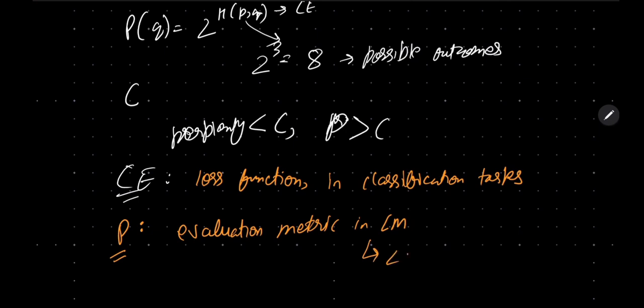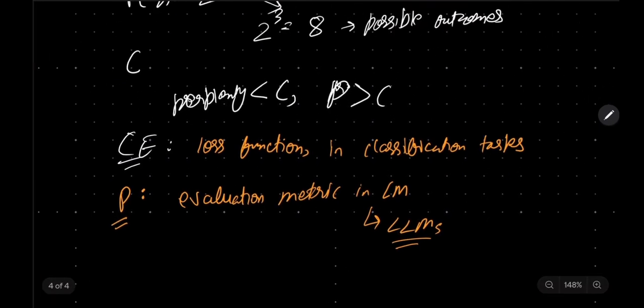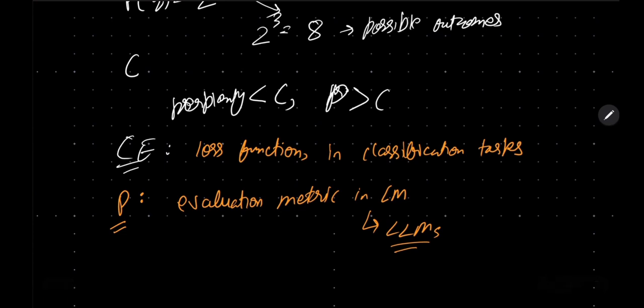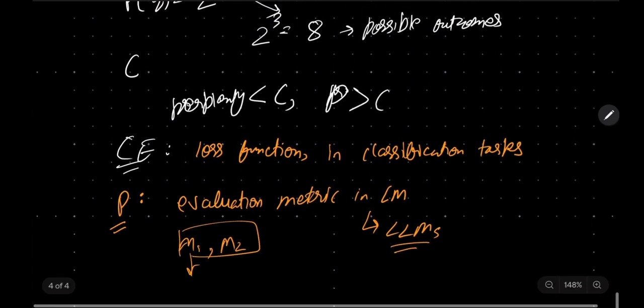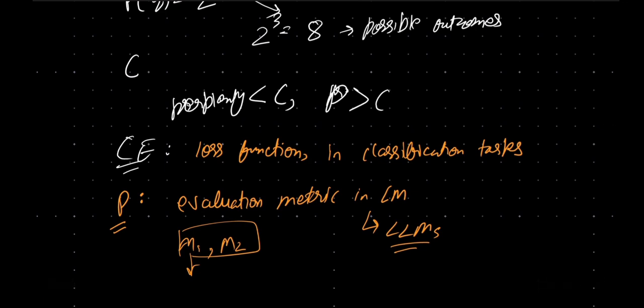So even in LLMs, perplexity plays a very crucial role when it comes to evaluating which model is better. You compare the difference between multiple models, let's say model 1 and model 2, using perplexity. If model 1 has lower perplexity, it is better than model 2, right? Now I think we can take one example to understand how things work here.